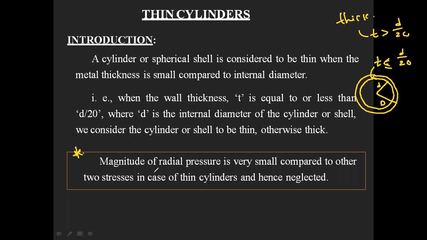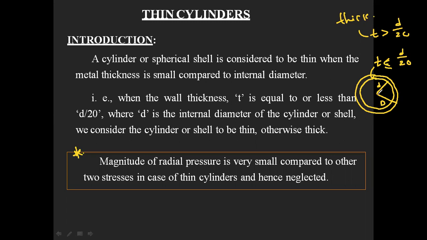Before knowing about thin cylinders, first we have to know what stresses and pressures are going to act in the thin cylinders. There is hoop stress, longitudinal stress, and radial pressure. We are neglecting the radial pressure here. Why? No need to calculate or consider radial pressure in thin cylinders, because the magnitude of radial pressure is very small compared to the other two stresses.